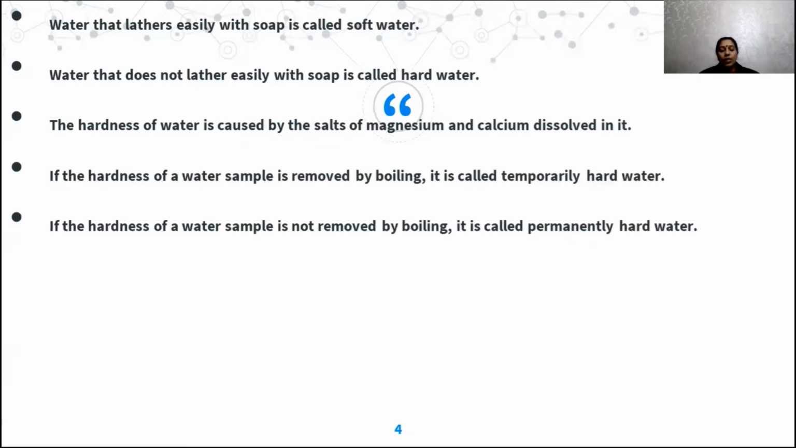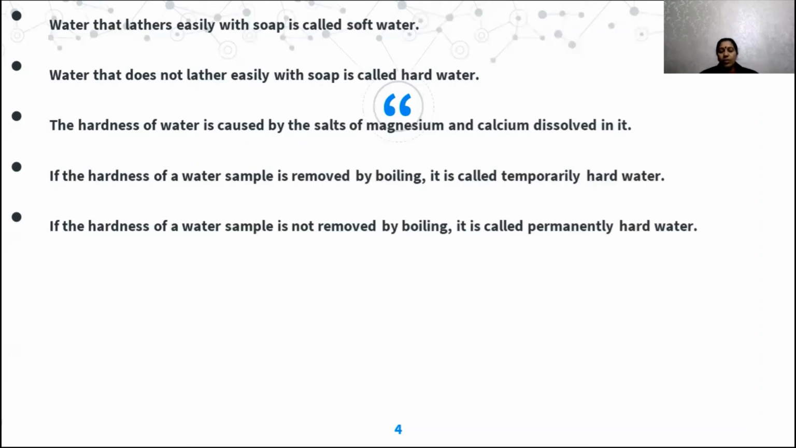Then explanation is needed: explanation of hygroscopic substances and deliquescent substances, with examples, and mention their uses. So 3 parts are included in this question. Explain hygroscopic and deliquescent substances, examples of these two, and their uses.